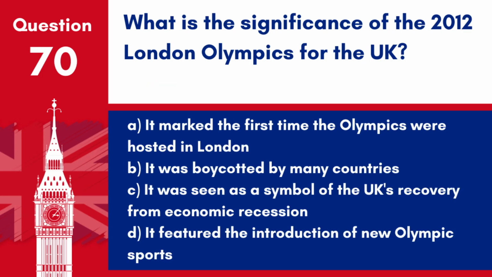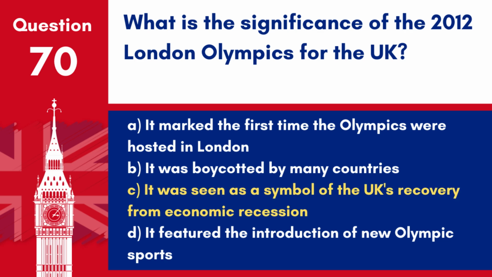Question 70. What is the significance of the 2012 London Olympics for the UK? A. It marked the first time the Olympics were hosted in London. B. It was boycotted by many countries. C. It was seen as a symbol of the UK's recovery from economic recession. D. It featured the introduction of new Olympic sports.